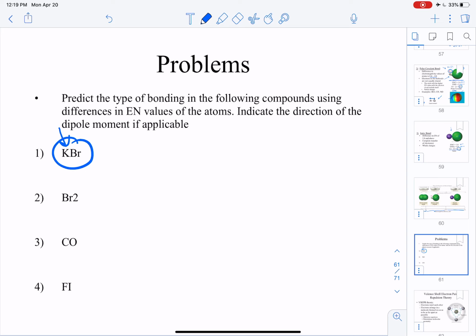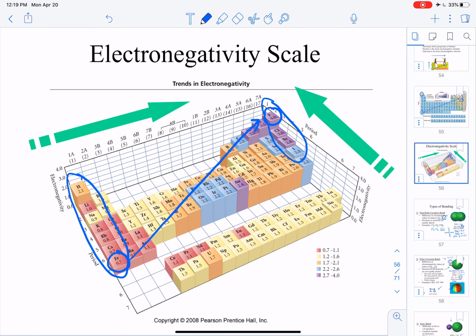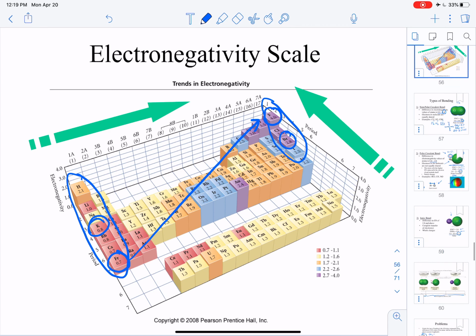But let's go ahead and take a look at the electronegativity values for potassium and bromine and see if the difference between the two is 2.0 or greater. So let's go back to our chart because that's where we find the information. And we can see that potassium is 0.8 and our bromine is 2.8.